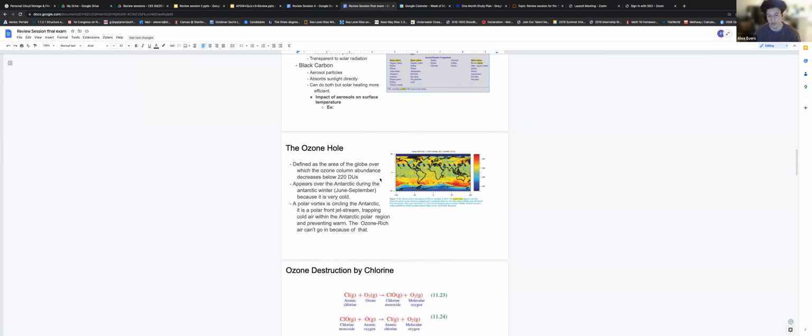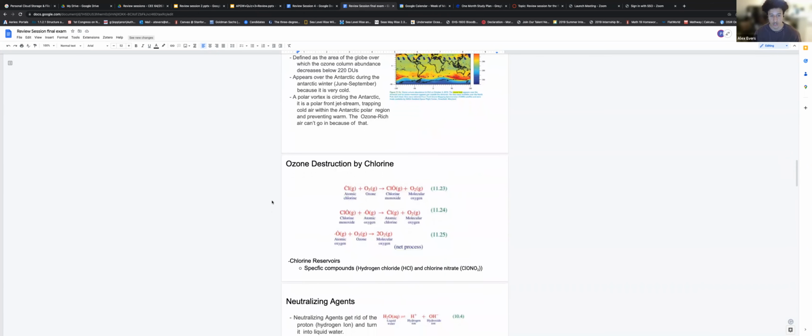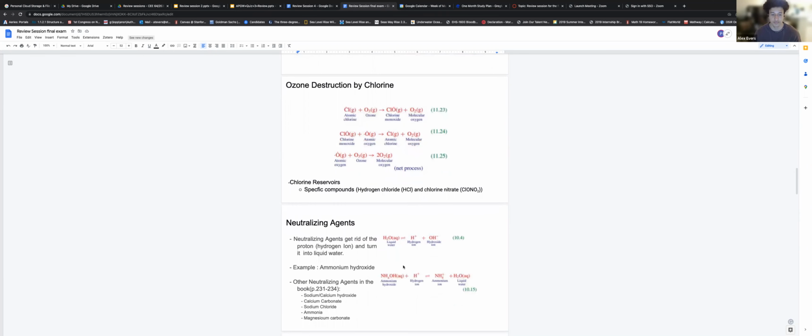And then understand why the Arctic ozone dent is actually smaller than the Antarctic ozone hole. And then generally, ozone destruction by chlorine, you should know the actual reactions, how this comes about, and make sure you know the chlorine reservoirs. So the specific compounds, hydrogen chloride and chlorine nitrate, those are the big ones that you should know within the atmosphere.